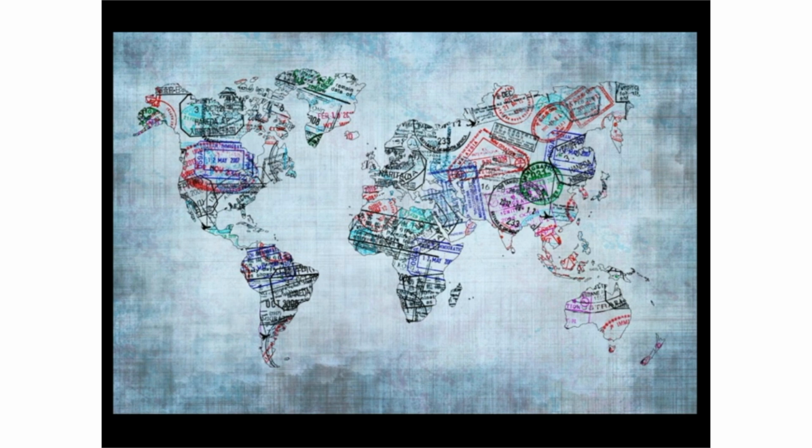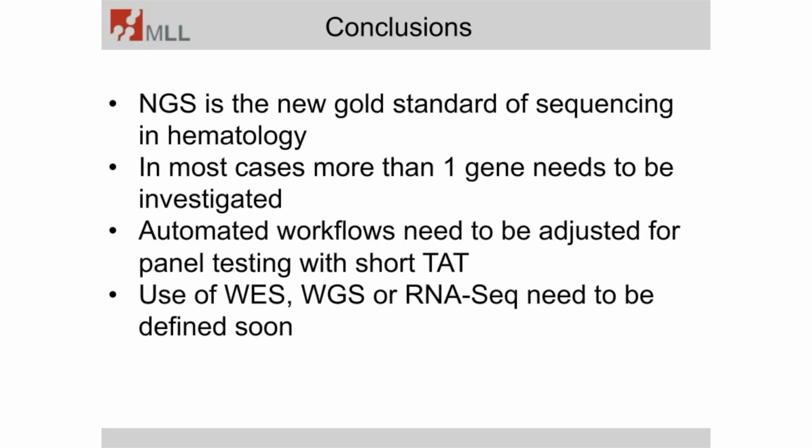So let's conclude for this talk. My conclusion for today would be NGS is the new gold standard of sequencing in hematology, because in most cases more than only one gene needs to be investigated. Now, doing all that in a huge number of patients per day in a mostly, hopefully, automated workflow in the future, you need to be adjusted for your panel testing right now, and you have to also be there with a very short turnaround time to serve the patient's need, because an acute leukemia needs a very short turnaround time.